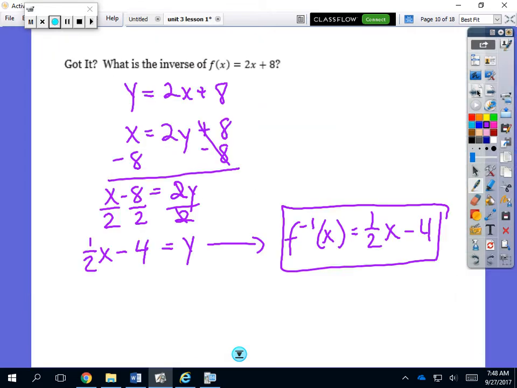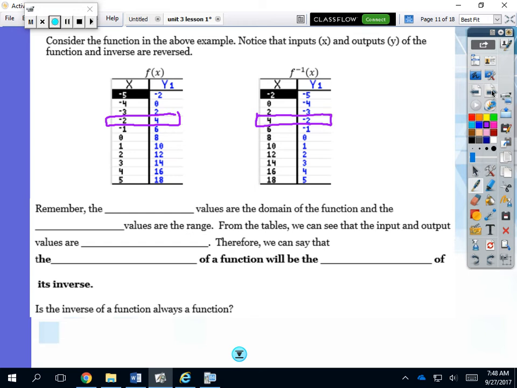What was our inverse function? 1/2 x minus 4. 1/2 of 4 is 2. 2 minus 4 is -2. And this one was 2x plus 8. 2 times -2 plus 8. 2 times -2 is -4, and that's 4. So see, notice how the x's and y's are just switching spots.